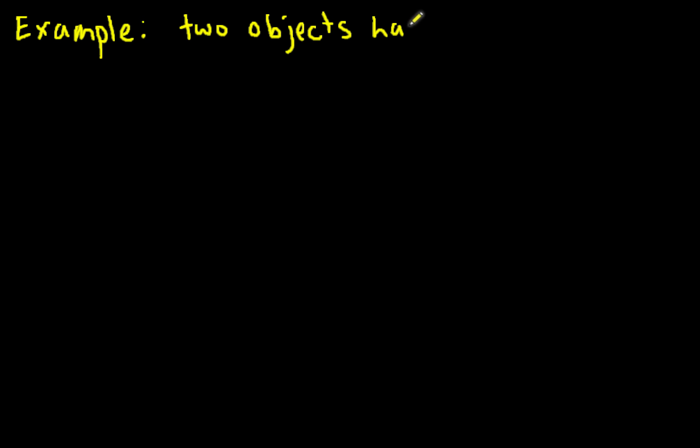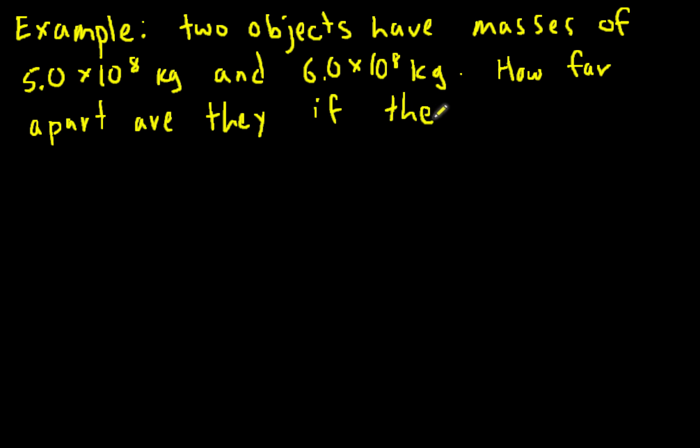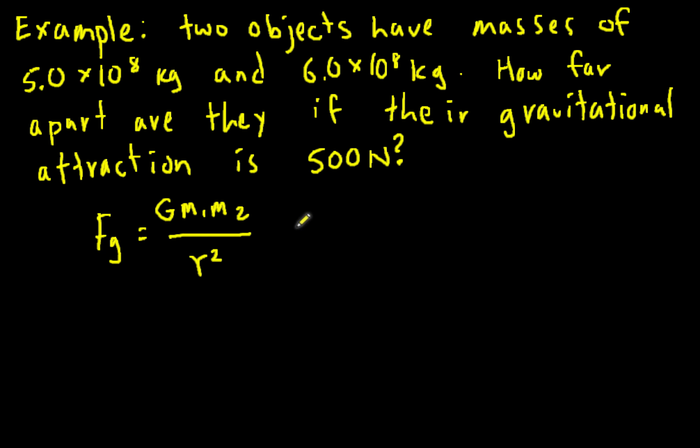Here's another example. Two objects have masses of 5.0 times 10 to the 8 kilograms and 6.0 times 10 to the 8 kilograms. How far apart are they if their gravitational attraction is 500 newtons? We start with the formula Fg equals G m1 m2 over r squared, and rearrange this for r squared.